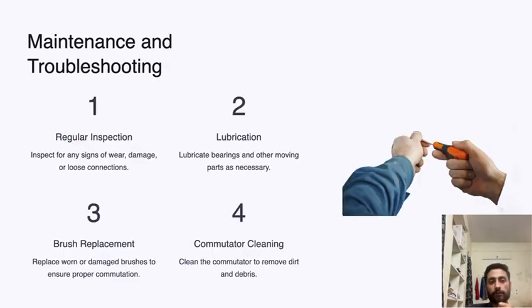Maintenance and troubleshooting. Regular inspection for signs of wear, damage or loose connections. Lubrication: lubricate bearings and other moving parts as necessary. Brush replacement: replace worn or damaged brushes to ensure proper commutation. Commutator cleaning: clean the commutator to remove dirt and debris.